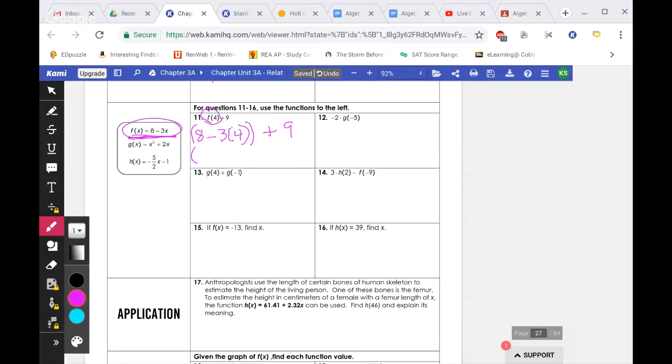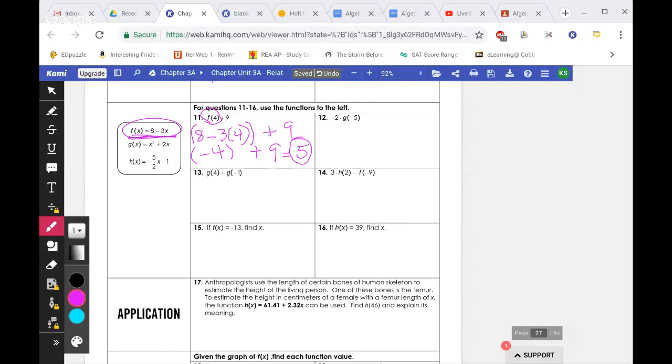So this is 8 minus 12, which is 4, plus 9. Actually, it's negative 4 because it's 8 minus 12. My apologies. So that's going to be 5. Because it was 8 minus 12. Does that make sense?